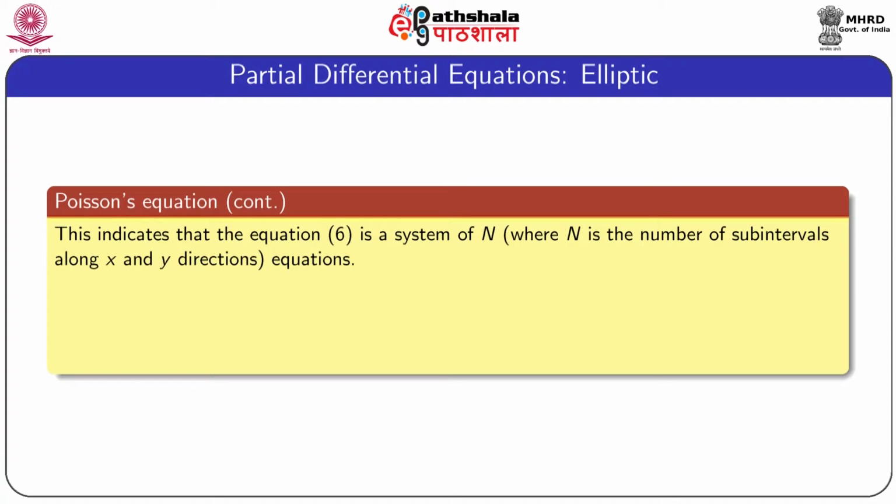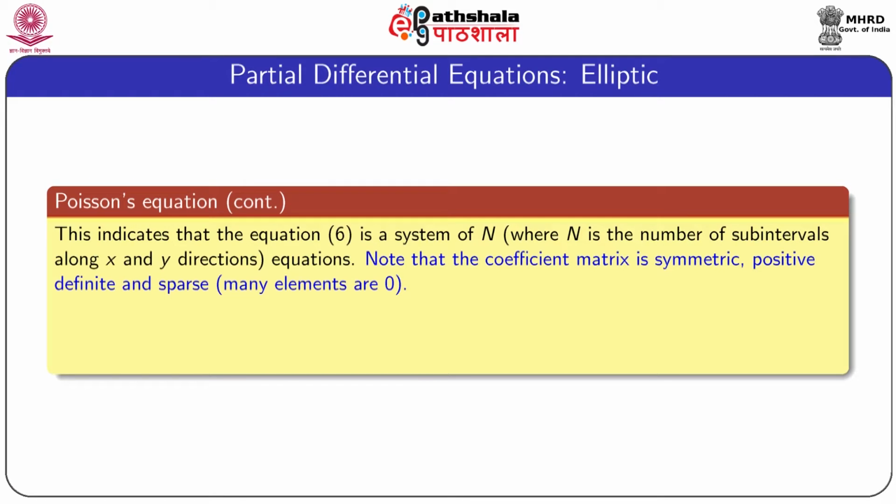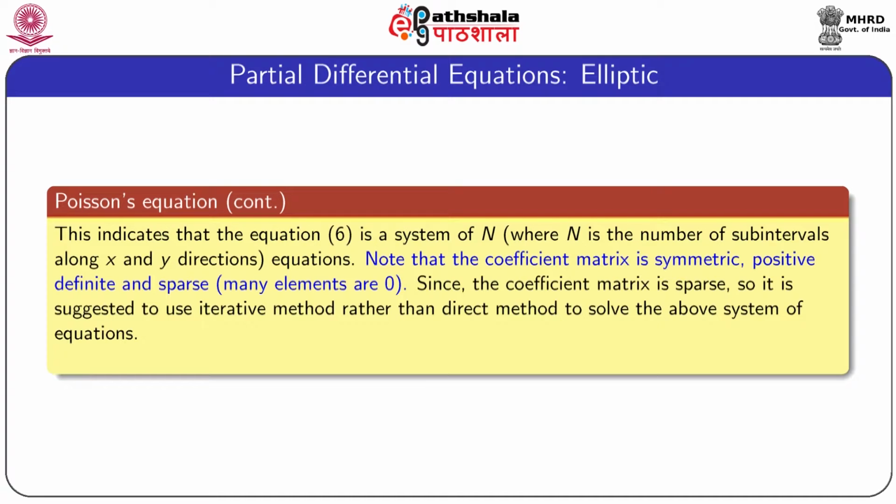This indicates that equation 6 is a system of n equations, where n represents the number of sub-intervals along x and y directions. Note that the coefficient matrix is symmetric, positive definite and sparse. A matrix is called a sparse matrix if more than 70% of elements are 0. Since the coefficient matrix is sparse, it is suggested to use an iterative method rather than a direct method to solve the above system of equations.